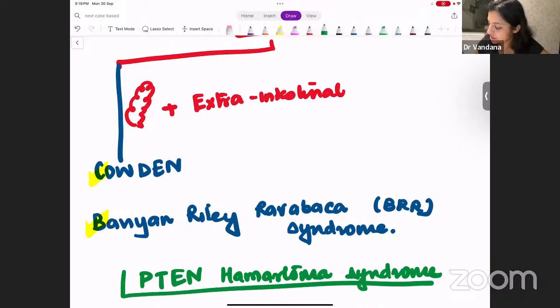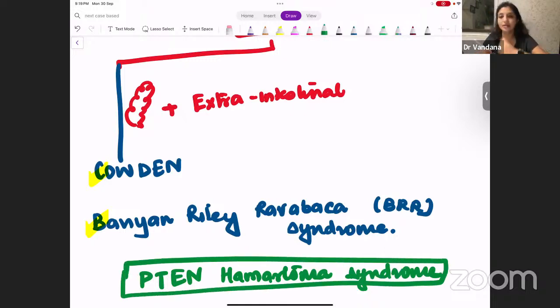So what is the difference between them and what is the similarity? Both of them have PTEN mutation. The only difference is that there are phenotypic differences. There are clinical features which are different. Genetically, they have the same mutation, but clinical features are going to be different.